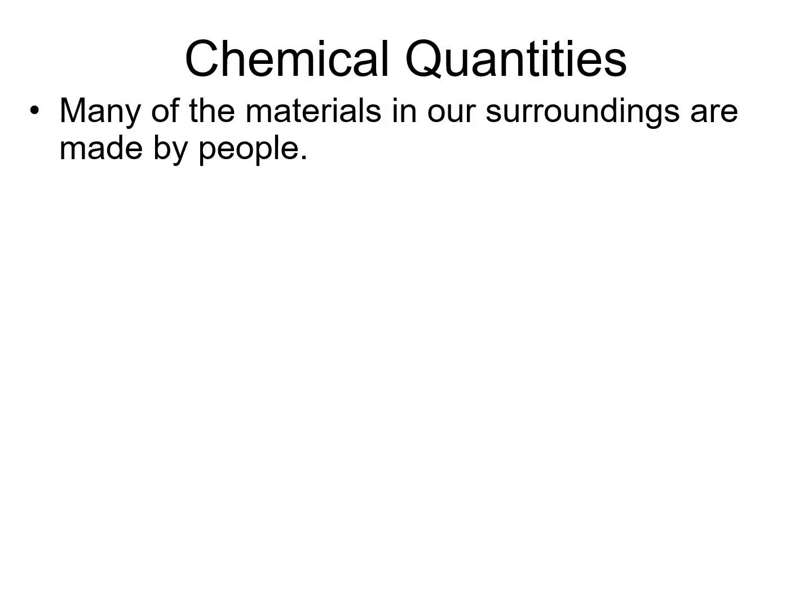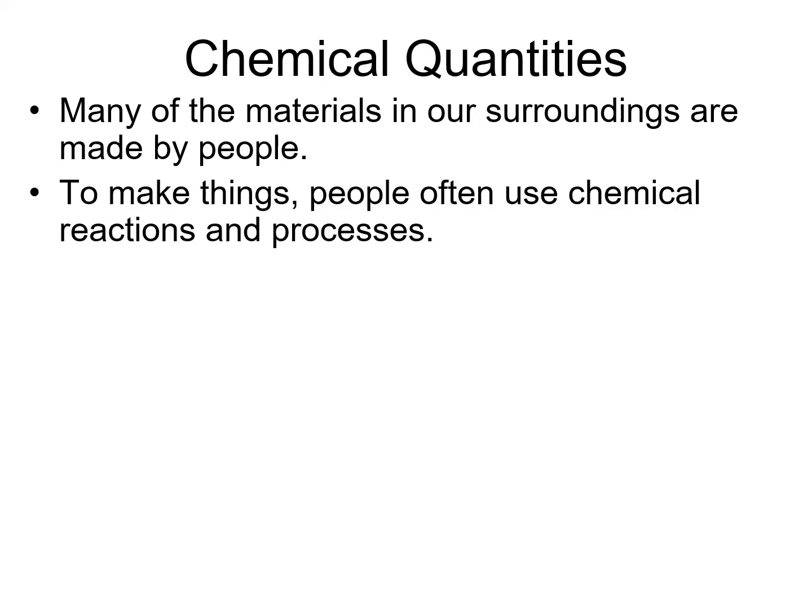If you think about it, many of the materials that are around you right now were made by people. To make those things, the chair you're sitting on, the table that maybe you have a computer sitting on, the carpeting in the room or the tile on the floor, the dye that makes up your shirt, those things are made of chemicals. And so the people that made them use chemical reactions and chemical processes.